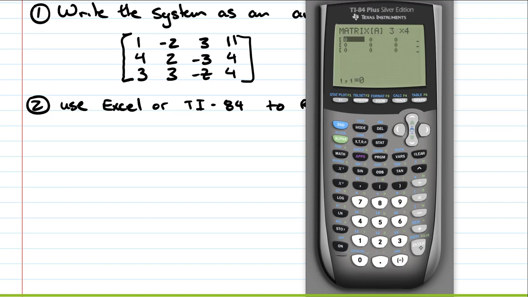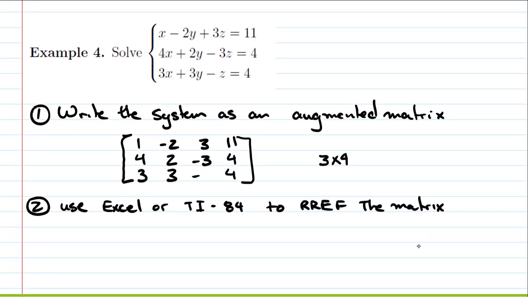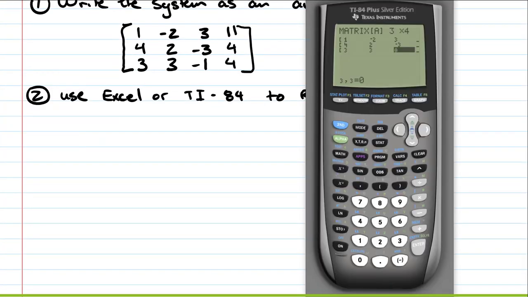We then just type our entries in. So 1, -2, enter, 3, enter, 11, enter. Then row 2: 4, 2, -3, and 4. And lastly, I'm going to put in row 3. So 3, 3. I wrote a Z because I'm apparently crazy today. That should be a -1 because the coefficient is 1. So -1 and 4 once again. Now we've got our matrix entered into our calculator.